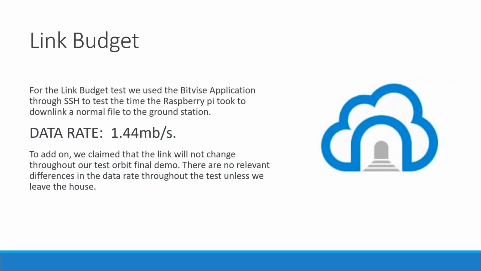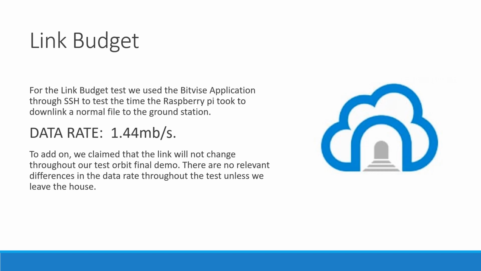For the link budget test, we use the Bitwise application through SSH to test the time the Raspberry Pi took to downlink a normal file to the ground station. For this test, we took one of the photos from our FlatSat challenge and tested to see how long it took for the Raspberry Pi to send the photo to the ground station computer. With this data, we found that the data rate was 1.44 megabytes per second through the SSH connection.